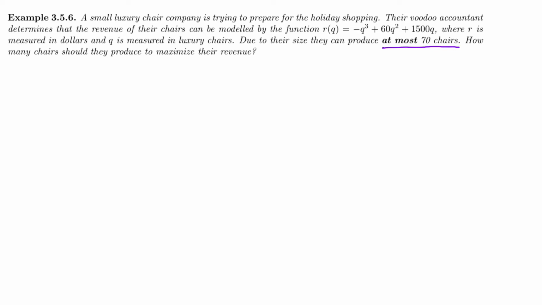So it's really, really important that you make note when there's restrictions on the domain. So right now they're telling you that Q can't be more than 70. There's restrictions. There's at most 70 chairs that they can produce. And it says how many chairs should they produce to maximize their revenue. So there's a domain restriction. And like I said, we need to make note of that, and it's very important.